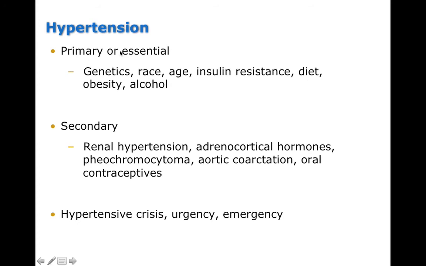And when you think about primary or essential hypertension, this is a direct cause, right? And there's modifiable and non-modifiable risk factors of primary hypertension. For instance, the non-modifiable risk factors would be things like your genetics, your race, your age, maybe even if you have a genetic disease like type 1 diabetes. And insulin resistance, like with type 2 diabetes rather, that one's actually modifiable. So if you have type 2 diabetes and insulin resistance, that's a modifiable risk factor. Diet, obesity, and alcohol are also modifiable, which means you can change them to help to decrease your blood pressure.